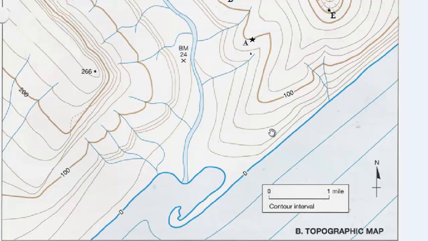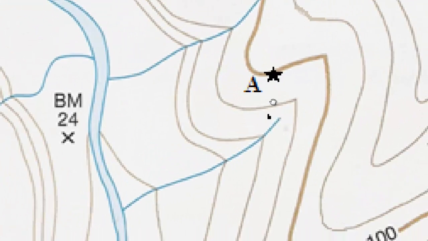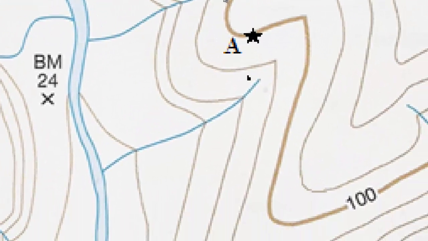So let's just jump right into figuring out A. So you can see that A is sitting right on this index contour line, which is going to make this one very easy to determine. All we need to do is follow it around until we reach the number. All right, so A is 100 feet. Pretty straightforward.